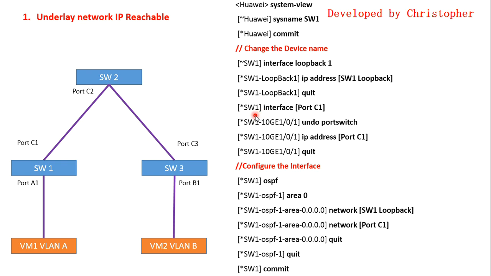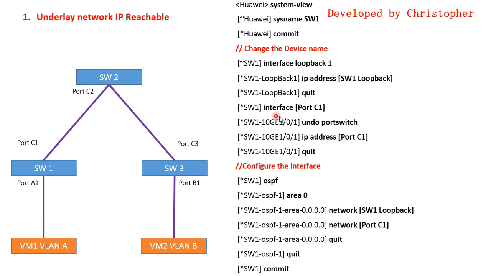And then to switch 1, back to switch 1. Previous folder. Switch 1 in the fabric: port C1, port C2, and port C3. It will run OSPF to make each other's IP reachable.